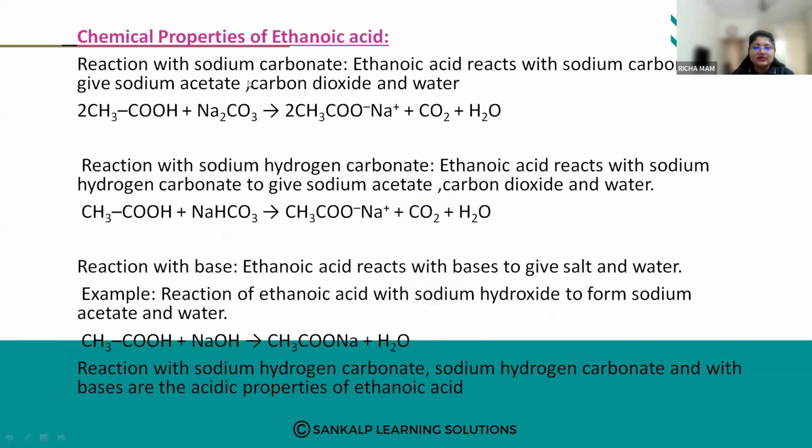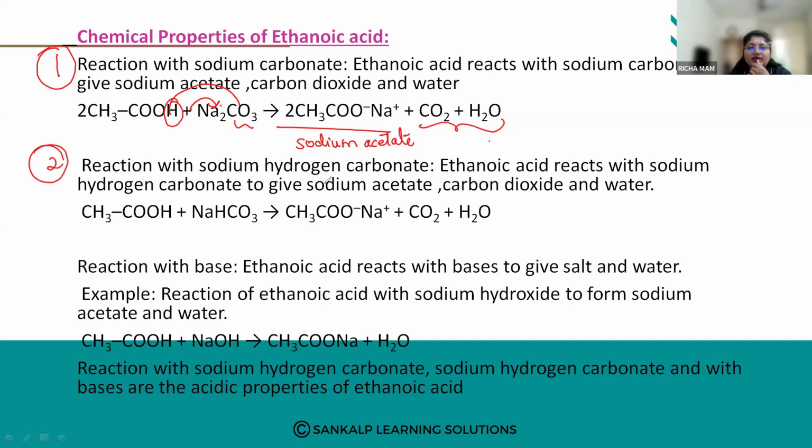Next are the reactions. So let us see the reactions of ethanoic acid. When ethanoic acid reacts with sodium carbonate, you are going to get sodium acetate, and the byproducts are carbon dioxide and water. So this is the first reaction. Your H is replaced by sodium, Na+, and you get carbon dioxide, and the hydrogen gives you water. So sodium acetate plus carbon dioxide plus water.